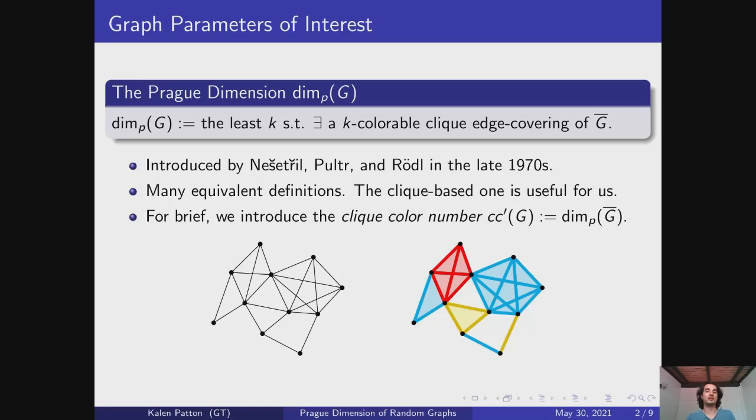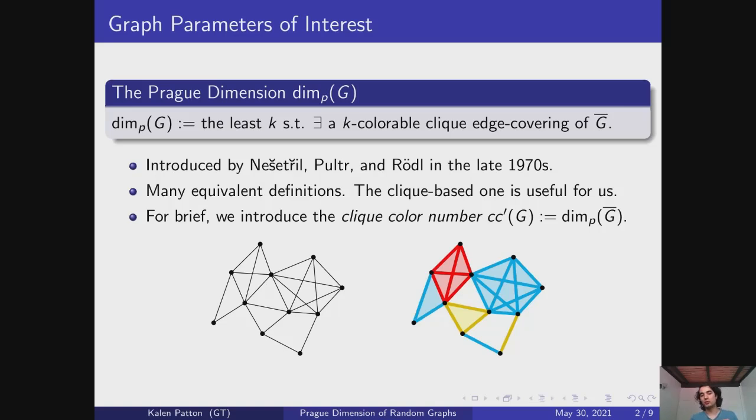Prague dimension is a notion of graph dimension introduced by Nesetril, Pultr, and Rödl in the 1970s. It has many equivalent definitions, although perhaps the most natural definition has to do with ways of embedding a graph G in a product of complete graphs.